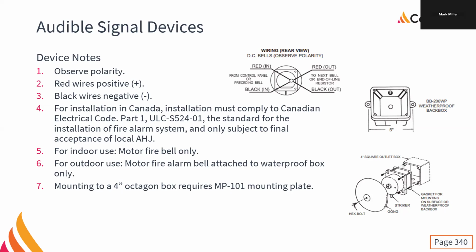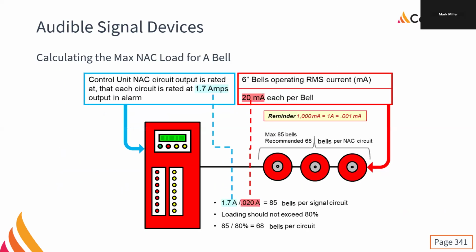We have to be mindful though of the size of gong that we're installing because it's going to change our mounting height. Right here it's saying that they're 20 milliamps per bell, but that's actually a little bit on the high side.